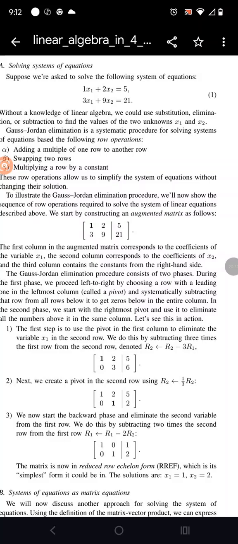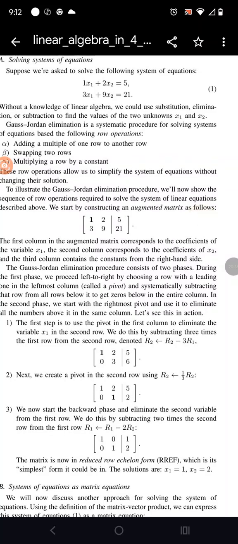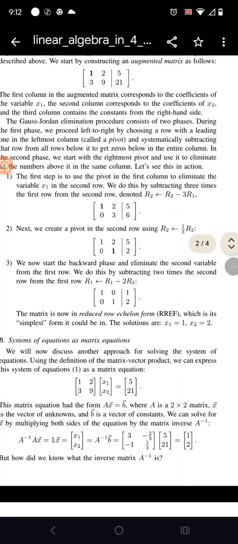We now start the backward phase of the Gauss-Jordan elimination procedure and eliminate the second variable from the first row. So we have 1, 2 and augmented value 5. To eliminate the second variable, we subtract the second row from the first row 2 times. So the second variable becomes 0 and the value on the right hand side is 5 minus 2 times 2, 5 minus 4, so it becomes 1.